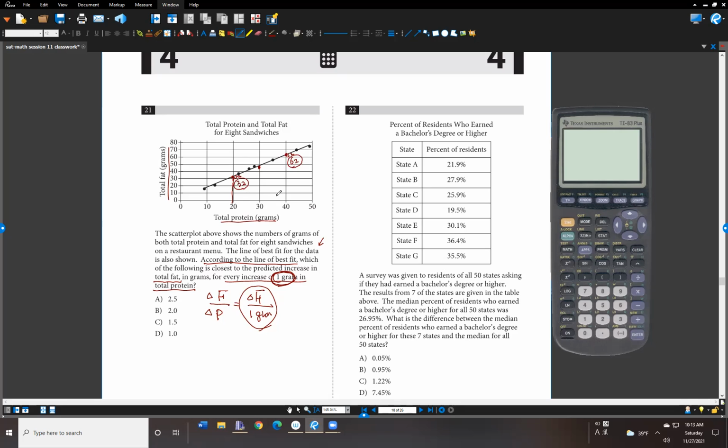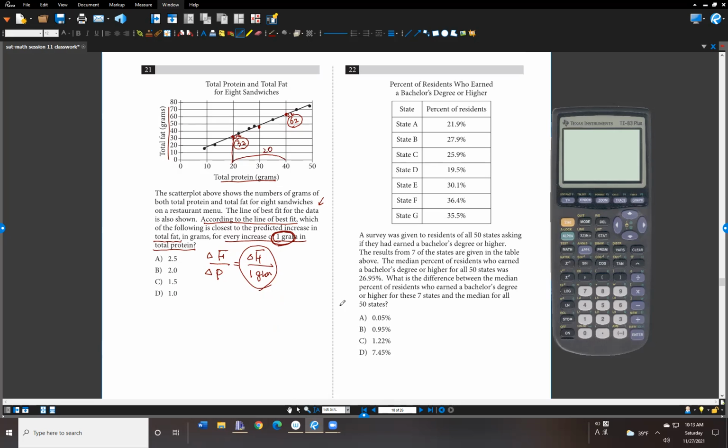But this one is between what? 20 grams of protein. So we need the 1 gram of protein, right? That's the slope. So change in x is 62 minus 32, which is what? 30, isn't it? Over 20. Over 20, very close to 1.5. Okay, we got the same numbers over here. Yeah, that is a slope. The change in fat over the change in x, which is 1 gram.